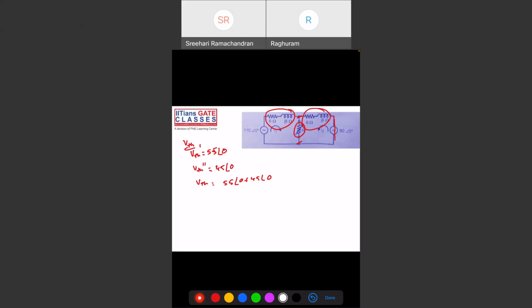See how to convert this into rectangular form. This is polar form, right? So this is like R at an angle theta. I need A plus JB. What is A? R cos theta. Cos 0 is 1, so 55 plus J times 0, sine 0 is 0. Plus 45 plus J times 0. So this is 110 plus J0, and again I have to convert it into R at an angle theta. It will be 110 at an angle 0.